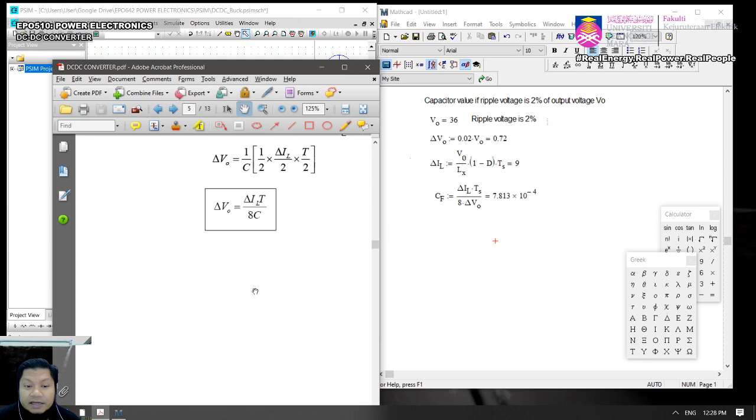And finally, I can calculate the capacitor here. Okay, can calculate the capacitor here by using the Mathcad, or you can use your calculator if you like. So delta IL TS divided by 8 delta V naught, that gives me 7.813 times 10 to the power of minus 4, or this is actually 0.7813 millifarad. Okay, 0.7813.